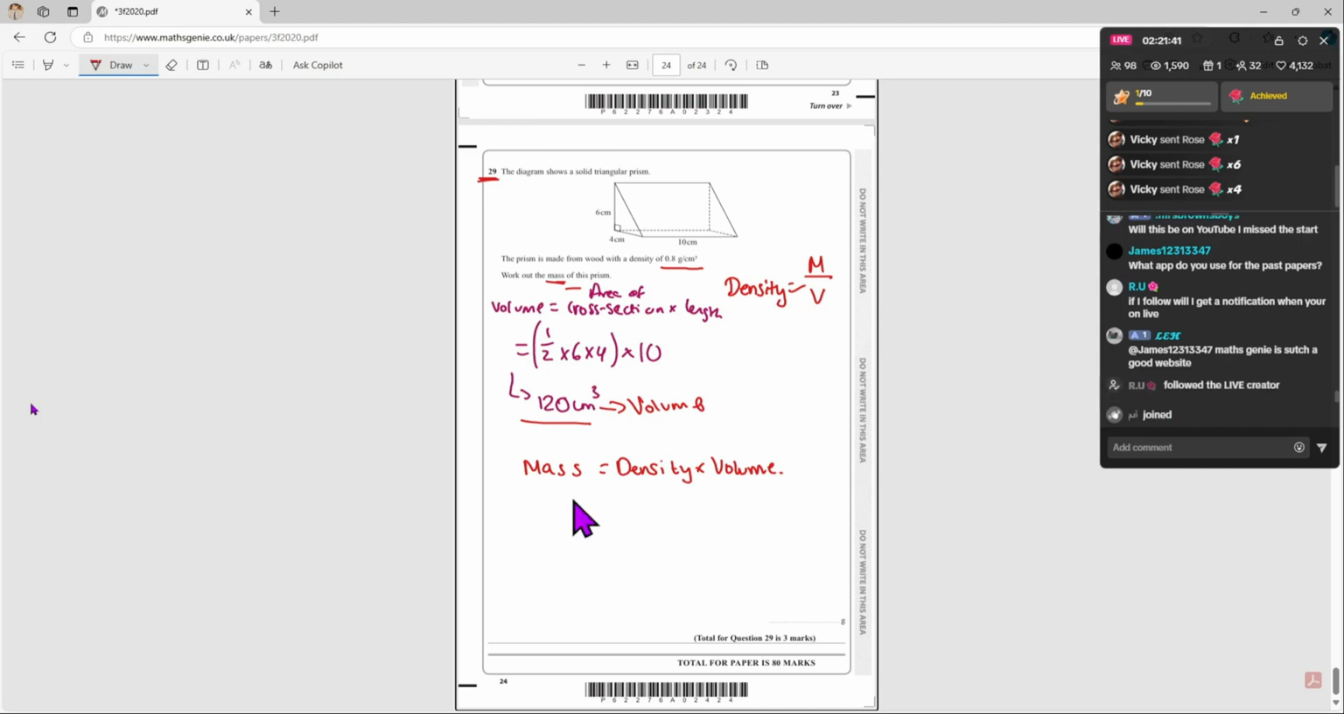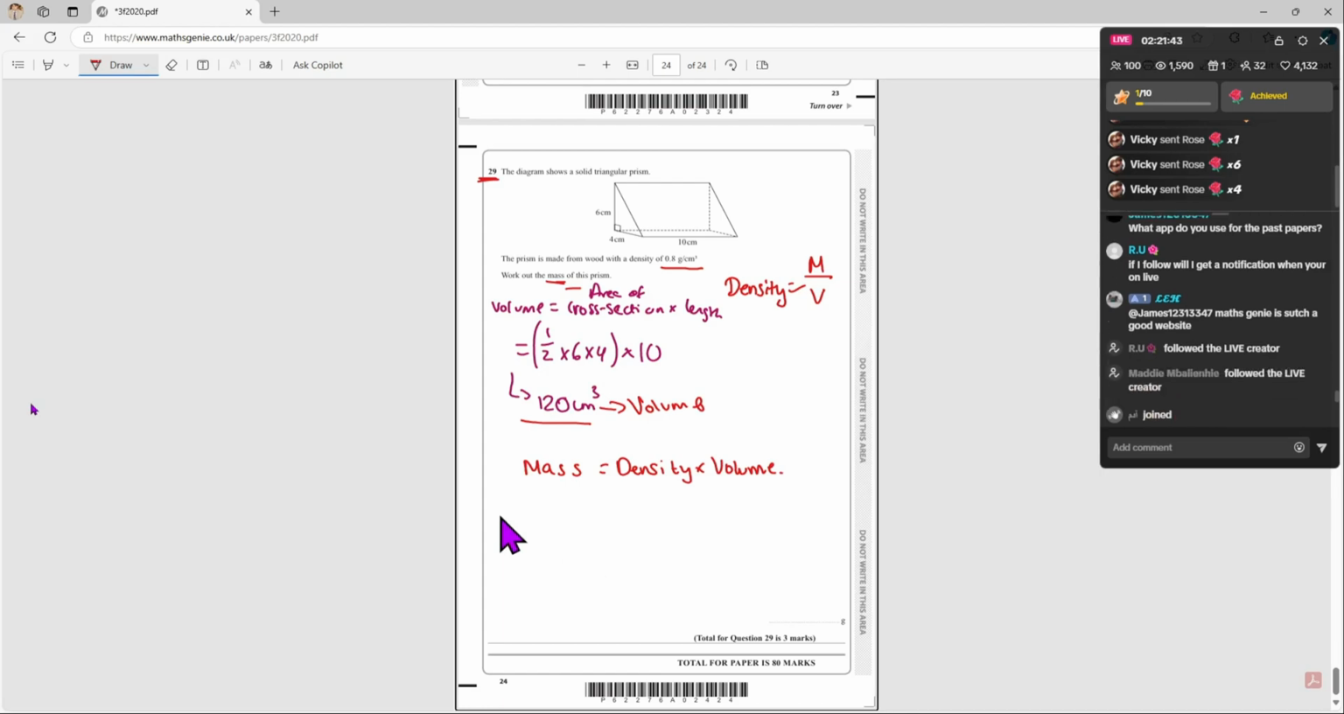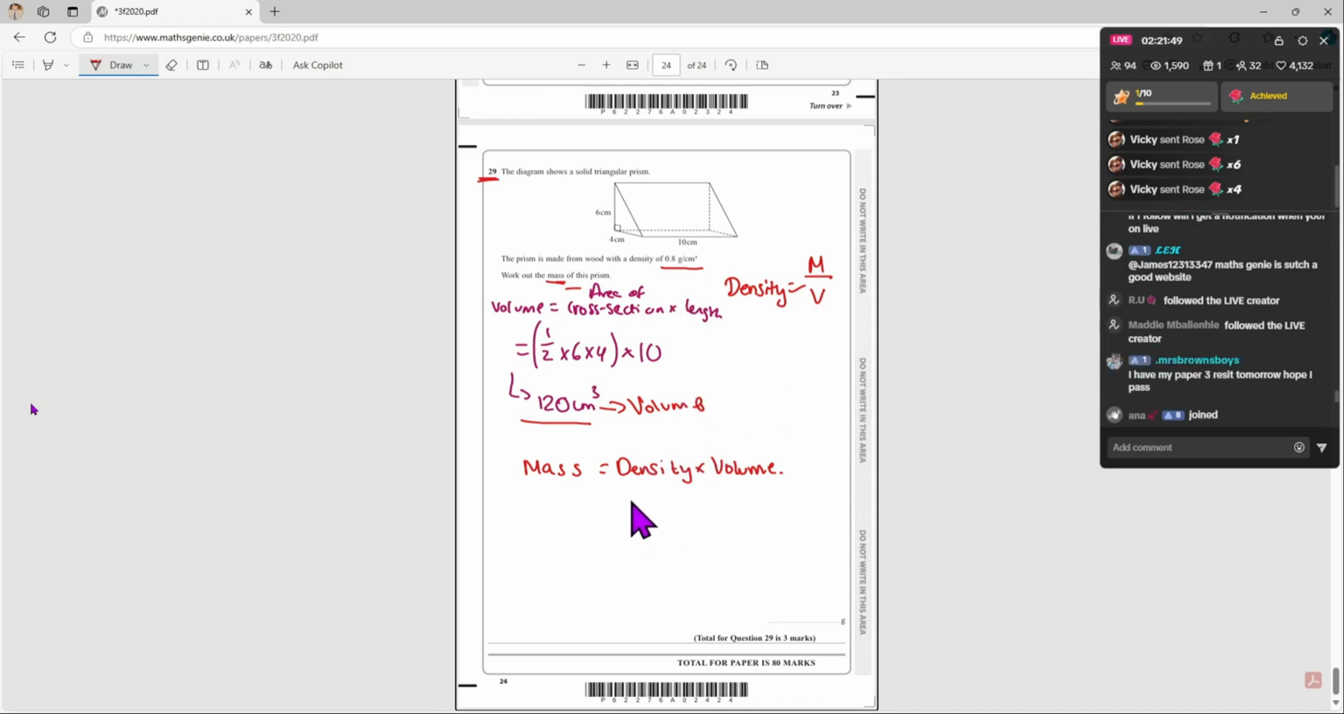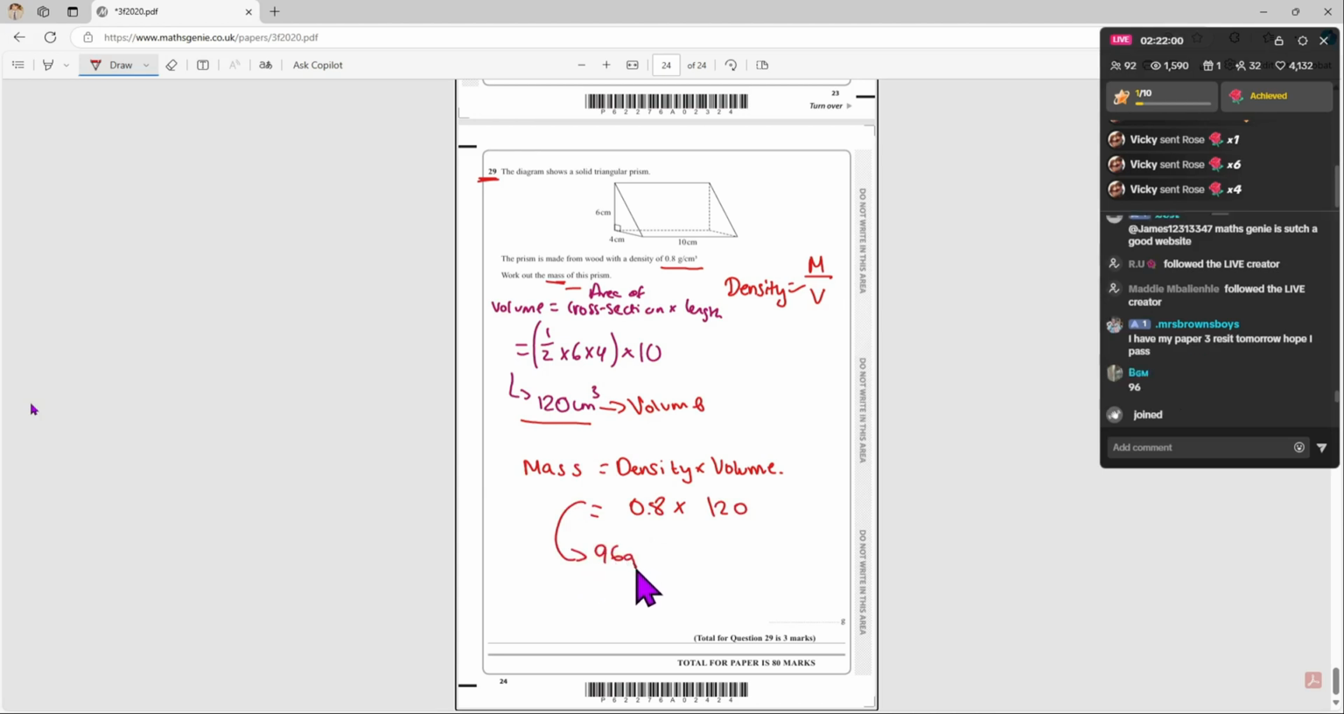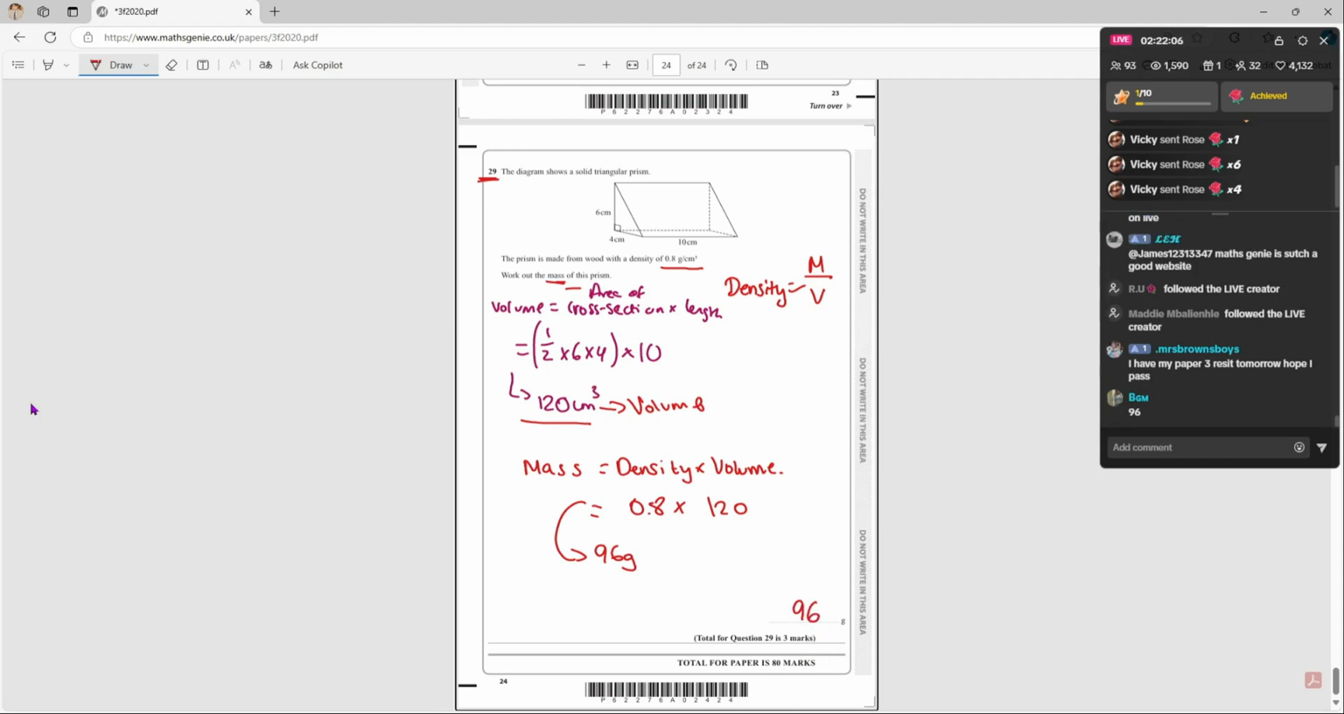So now we rearrange this equation and substitute our values in. We know our density is 0.8, times our volume, which is 120, to get our mass. So now our mass is equal to 96 grams. And that is our final answer, guys. 96 grams is our final answer.